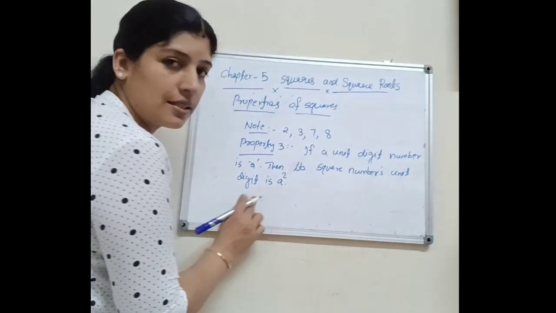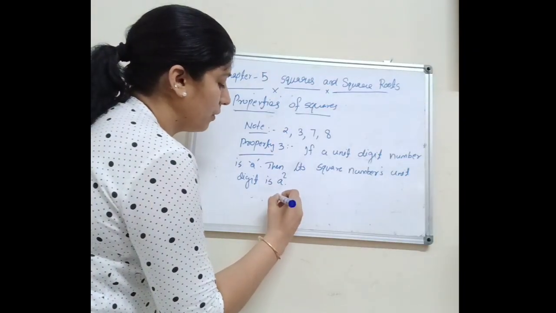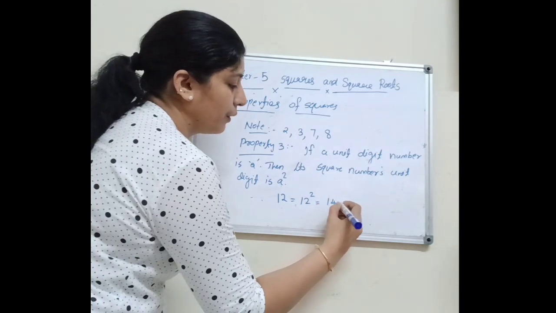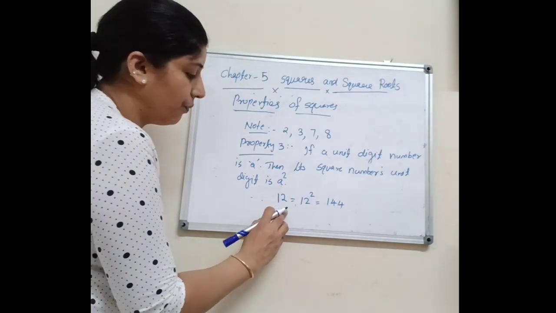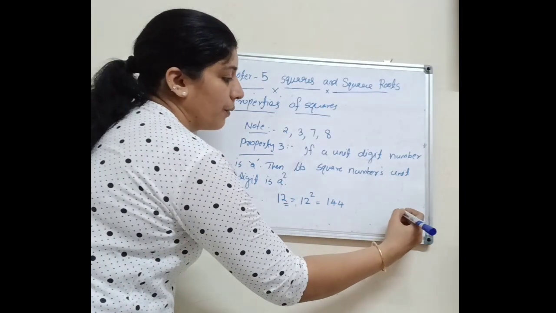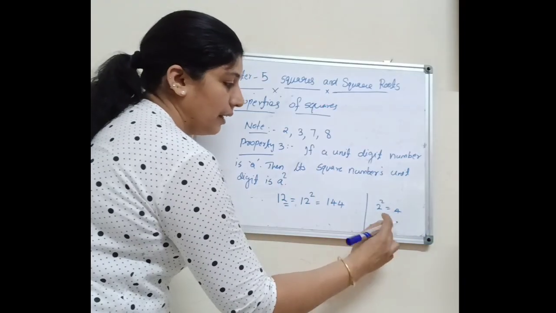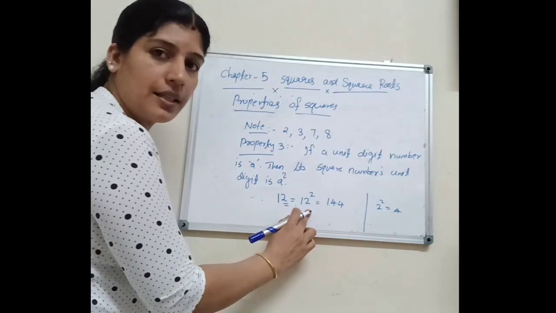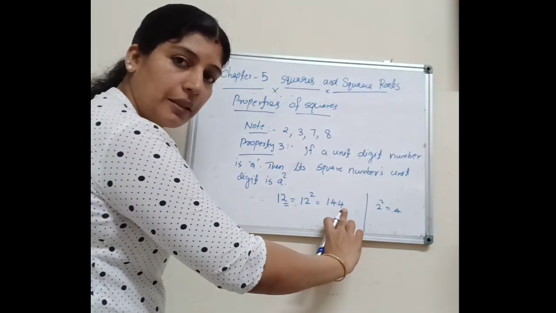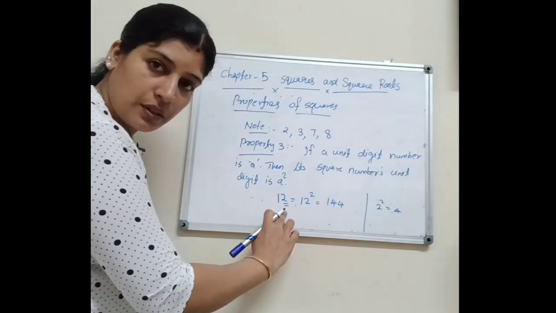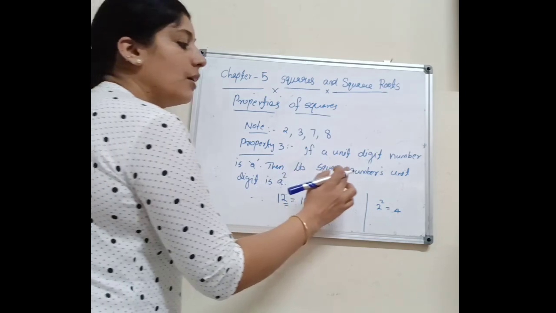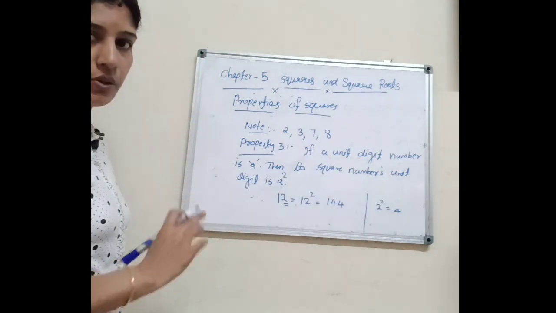That means, let us consider the number 12. Then 12 square is equal to 144. In the case of number 12, the unit digit is 2, and the square of 2 is 4. 2 square is equal to 4. That means, considering 12 square, here the unit digit will be 4. That means it is the square of 2. That is, if a unit digit number is a, then its square number's unit digit is a square.